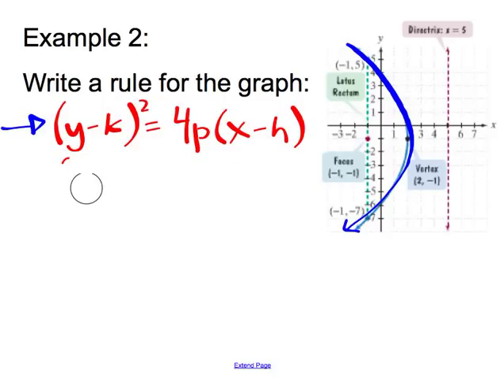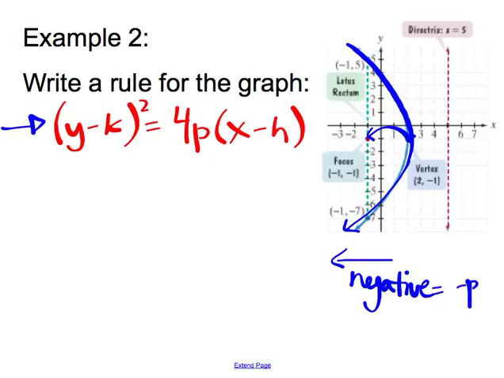The second thing we notice is that the graph goes to the left. So it's going into the negative direction. And that tells me key information about my p-value. So that means my p is going to be negative. Okay, that's for sure going to be negative. Another reason we can see that is if we walk from the vertex to the focus, we go backwards 3. So that's another way we can see our p is negative.